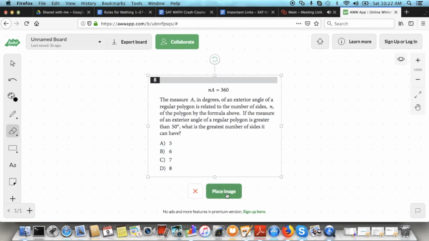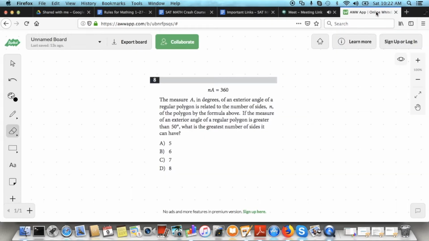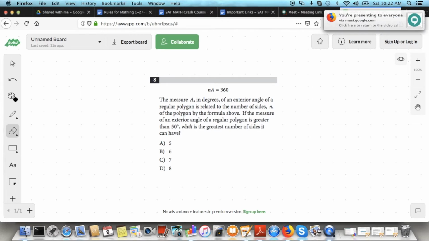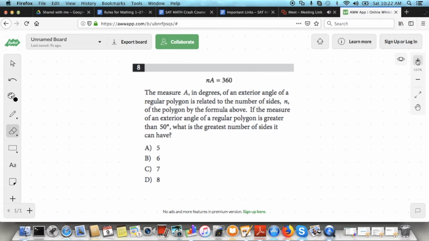Okay, good. Number 8. Ooh, this one's interesting. Let's hear it from Hudson. Hudson, can you hear me? Yes. Great. Go ahead and read question number 8 for me, loud and proud, please. The measure A in degrees of an exterior angle of a regular polygon is related to the number of sides n of the polygon by the formula above. If the measure of an exterior angle of a regular polygon is greater than 50, what is the greatest number of sides it can have? Okay, let's talk about this question just a little bit.